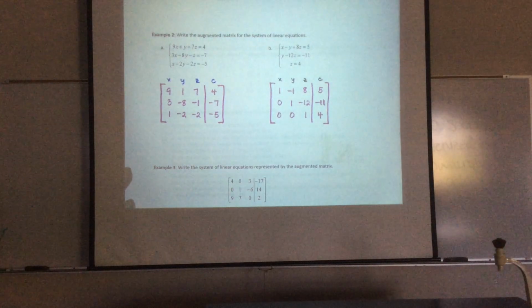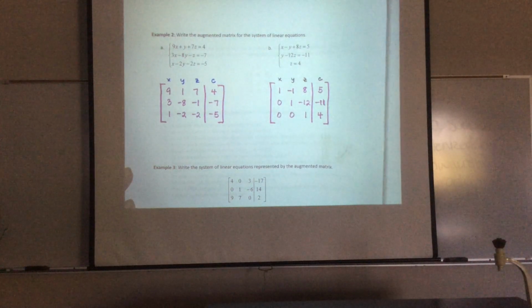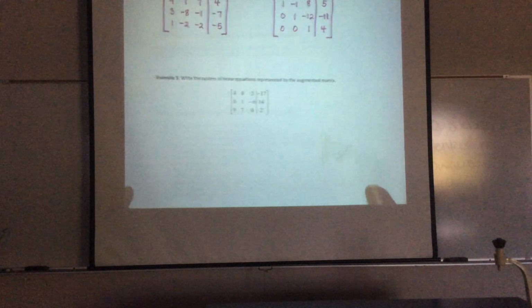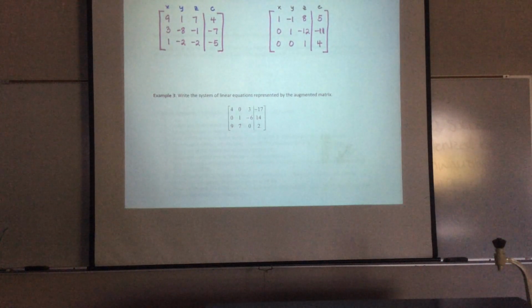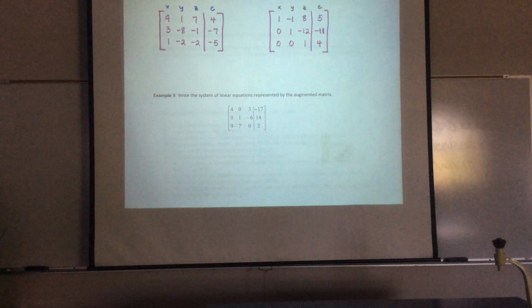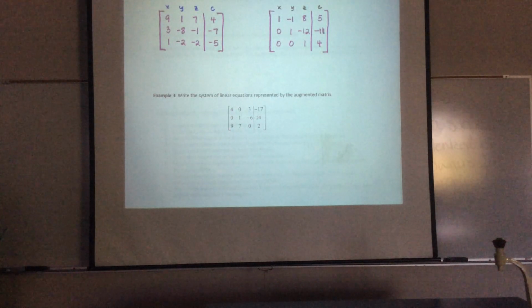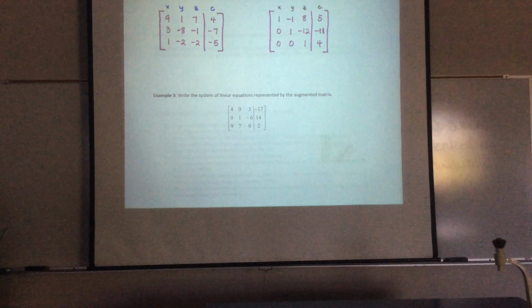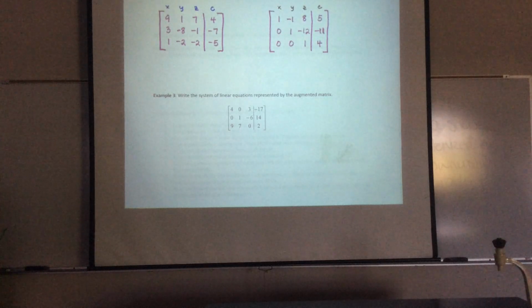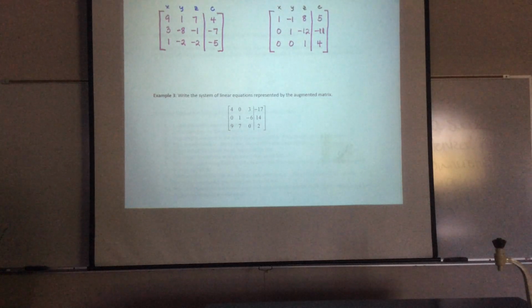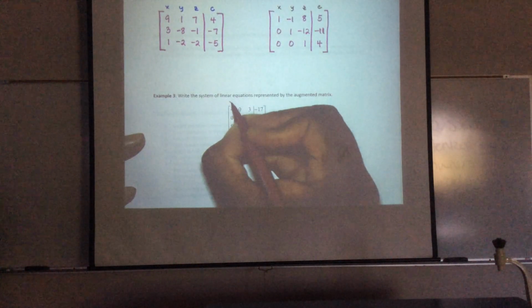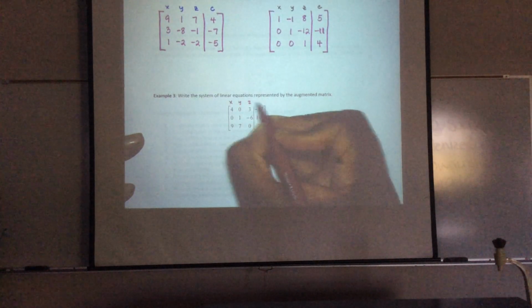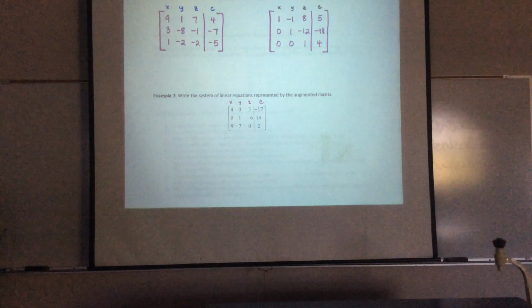Okay. All right, next we've got this. We want to write the system of linear equations represented by that augmented matrix, which is this: 4, 0, 3, negative 17, 0, 1, negative 6, 14, 9, 7, 0, and 2. All right, I'm going to put x, y, and z and the constant term up at the top.